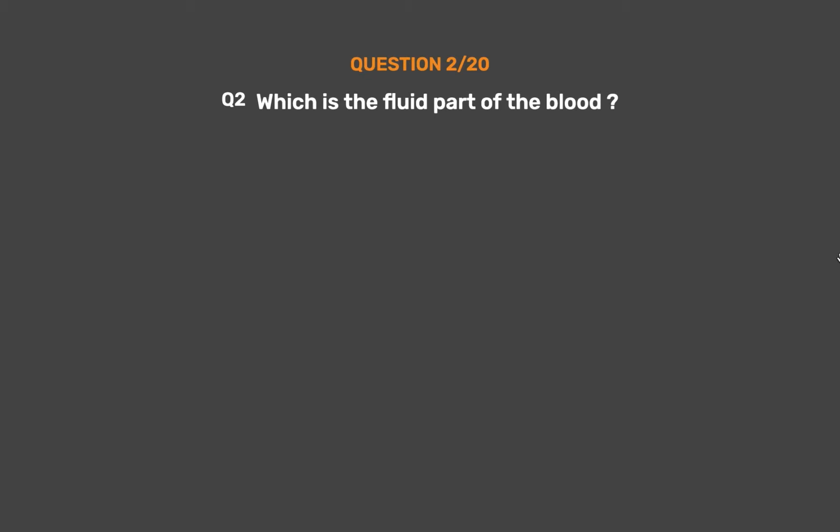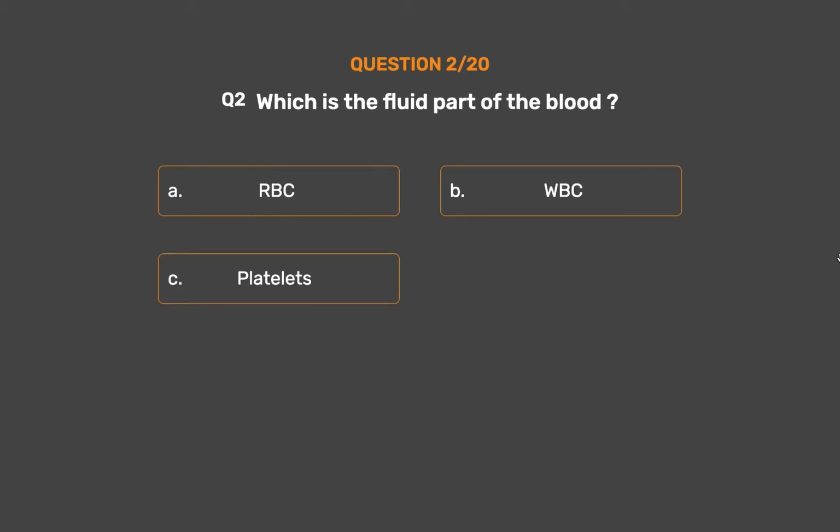Question number 2. Which is the fluid part of the blood? Option A. RBC. Option B. WBC. Option C. Platelets. Option D. Plasma.